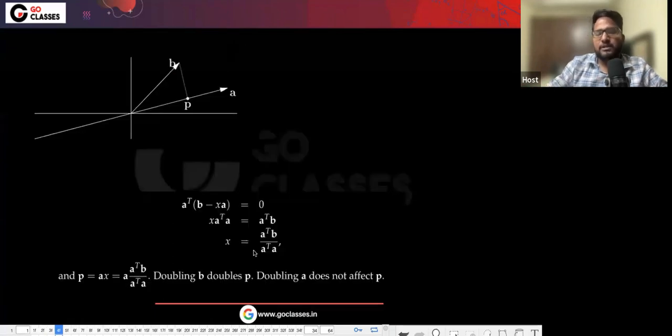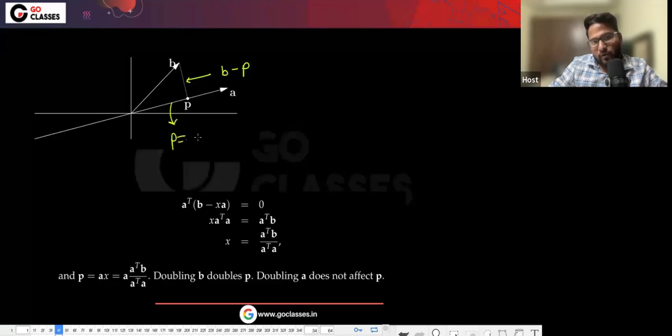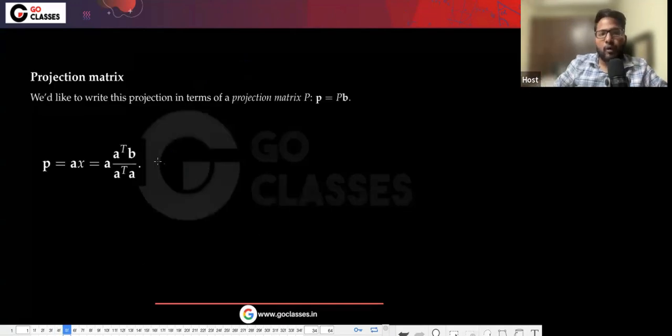Now we have seen how to project a vector onto another vector, right? We will take that vector and then we will take this vector also. This vector will be represented by b minus p, or b minus xa. And then we found out x as something like this. So p equal to ax, so p is just a multiple of a. If you write it, it will be something like this, right? Now, what we want is this p equal to ax. We have got this, right?